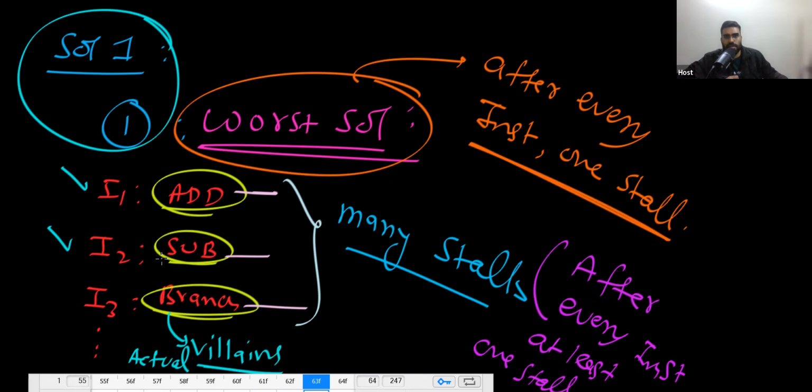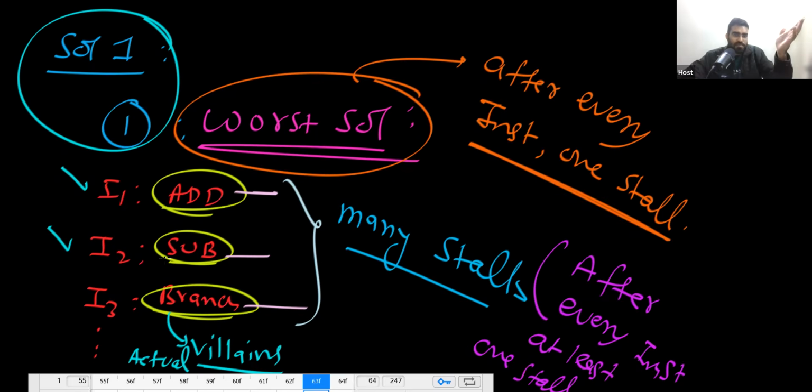Is this clear? Like in your society, just think about it. In your society, there are some bad people. Because of those bad people, even the normal, good people also, you are not trusting. These branch instructions are the bad people of the society. Because of them, even the good people like addition and subtraction, the non-branch instructions, are also giving you one stall. After every instruction, you are getting one stall.